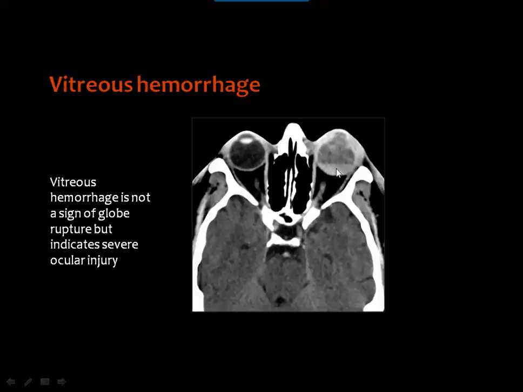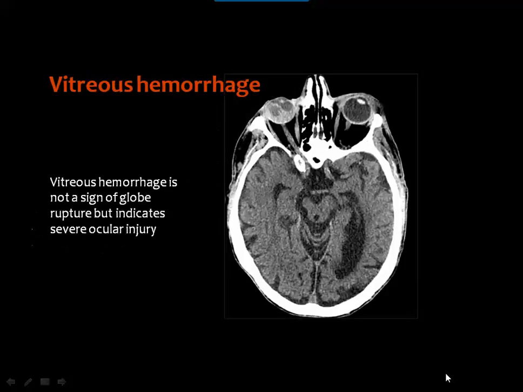intraocular hemorrhage or the vitreous hemorrhage is not a sign of globe rupture, but it means that there is a serious ocular injury. And in this case, you see a hemorrhage in the posterior chamber, and then you don't see the lens, which is dislocated with possible laceration of the cornea and periorbital soft tissue edema and contusion.